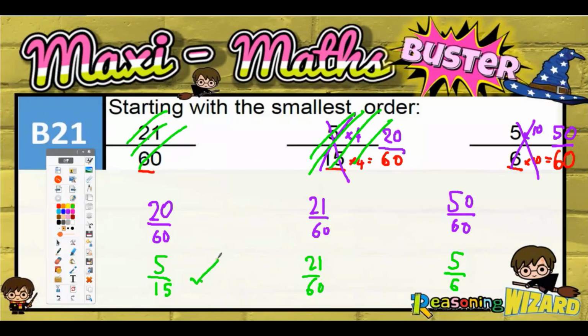The smallest is 5/15ths, because that was 20/60ths. The next smallest one was 21/60ths. And finally, the biggest one of all was 5/6, which came from 50/60ths. So that's the final order.